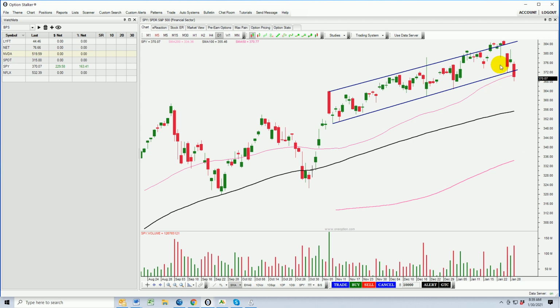After a drop like this, I would not expect a V bottom. So I wouldn't expect drop, touch, zoom, off to the races. Now, a more typical pattern after a drop like this is that you get some sustained selling, the market bounces, and then it retests that support, and then the next wave higher is the really good one.